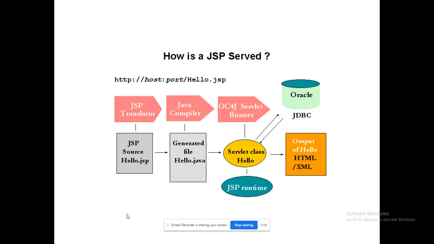It will identify that. Next, OC4J, that is a servlet runner, right? The OC4J servlet runner will take care of the servlet class. Nothing but hello.java will be compiled, it will generate hello.class, nothing but the servlet class. That hello.class file will be managed by both the servlet runner and the JSP runtime environment.